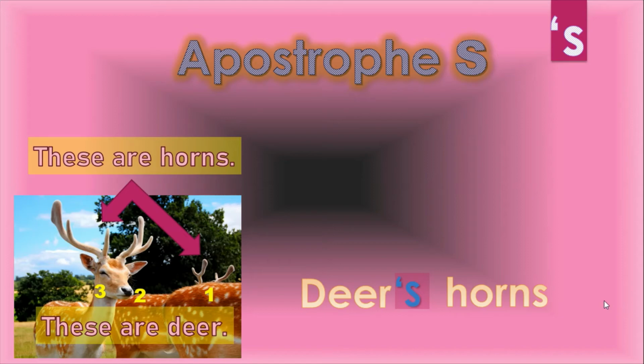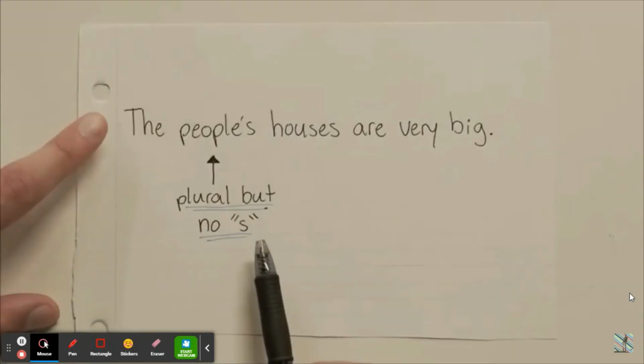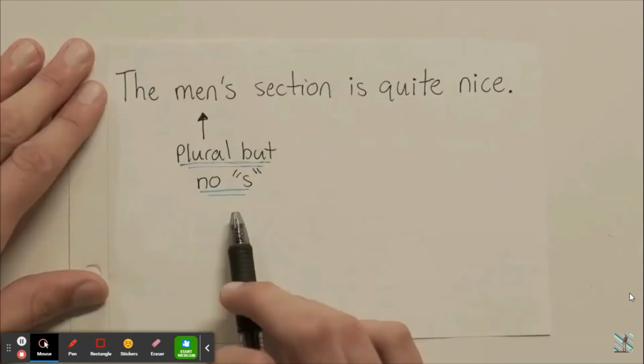So let's go ahead and look at some other examples. The people's houses are very big. Notice, people is plural, but it doesn't end with an S like most other plural words. So we can't just add an apostrophe at the end and call it good. Instead, we've got to do apostrophe S. How about this? The men's section is quite nice. Again, men is plural, but it doesn't end with an S like most other plural words. So we can't just add an apostrophe at the end. We've got to do apostrophe S.